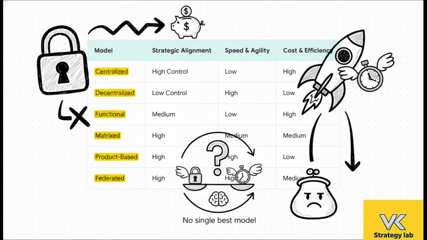And what's so great about looking at it this way is how clearly it lays out those trade-offs. Just look at the extremes. A centralized model, you get high cost efficiency, but you're going to be slow. A product-based model, you get lightning speed, but at a much lower efficiency. The point is, there's no single best model. There's only the best fit for whatever your strategic priorities are.